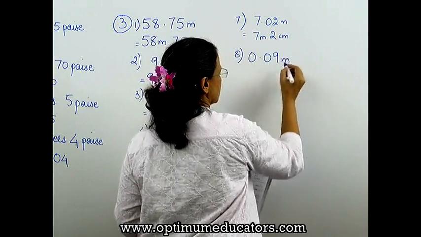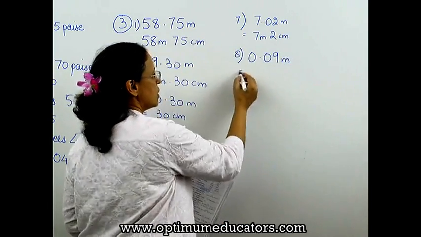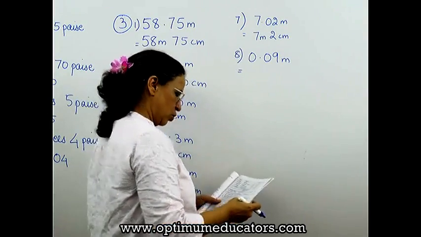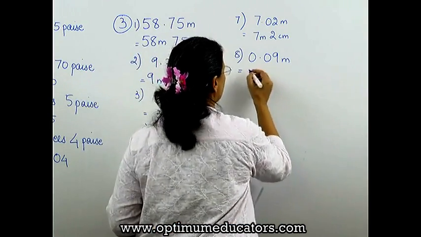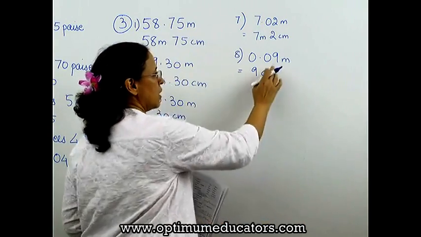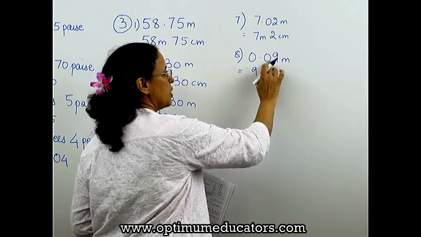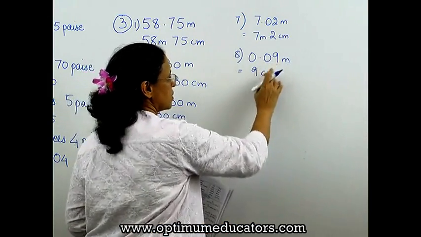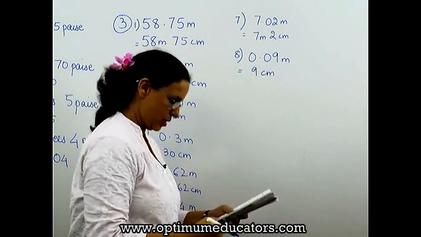0.09 meters. Now here also you can see meters के place में अक्खा मीटर एक भी नहीं है, तो यहाँ पे we only have 9 centimeters. अगर 9 यहाँ पे होता तो it will mean 90 centimeters. But if it is in this place, it means only 9 centimeters.